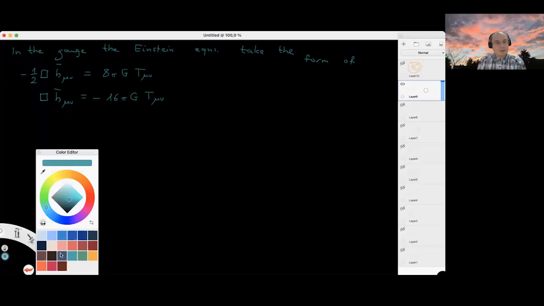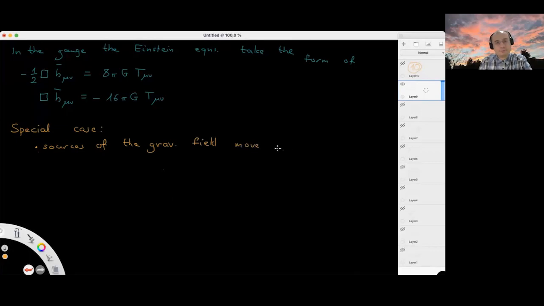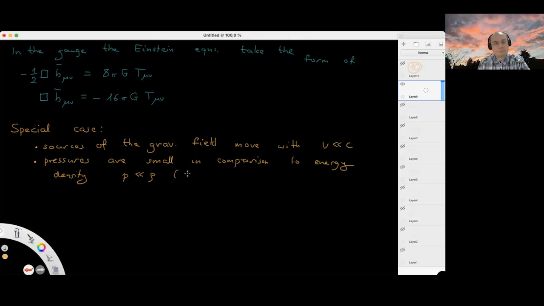Okay. We have 15 more minutes. Let me go back to the yellow color. Let's look at a special case. So let's assume that the sources of the gravitational field move with very small velocities, much smaller than c, that the pressures are small in comparison to energy density. Here c is assumed one.